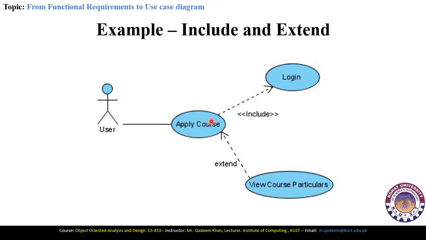So here you can see there are include relations and extend relations, because apply course has an include relation with login. Before applying, the user must be logged in, so that's why this function is included in apply course. And the extend relation is a generalization relation, which shows that this use case is a part of apply course. So it means that view course particulars must be implemented in apply course here.